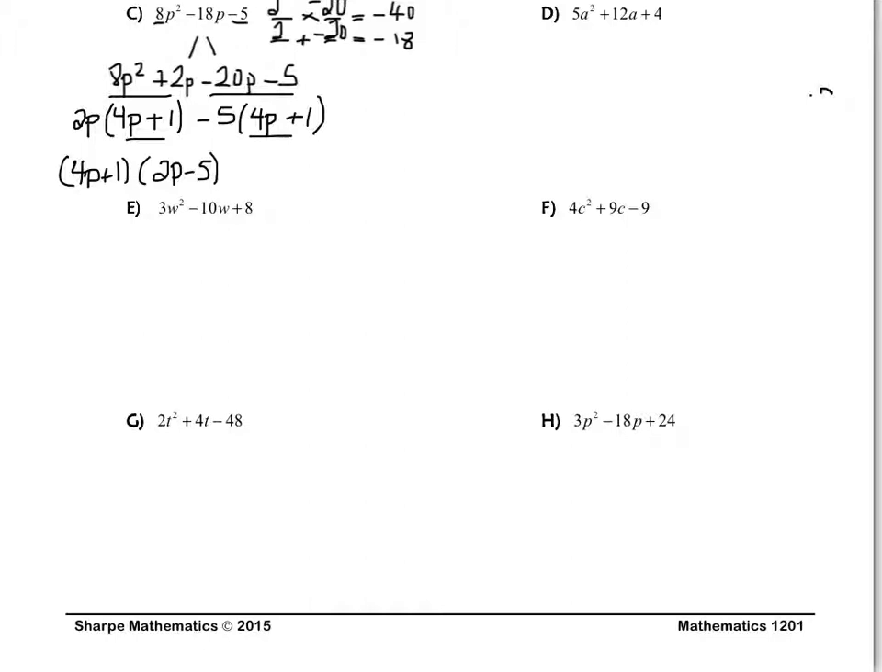The next one, there is no GCF between the three terms, so we go ahead and start with our product of 20, 5 times 4, and our sum of 12. So two numbers that multiply to 20 and add to 12 would be 10 and 2.